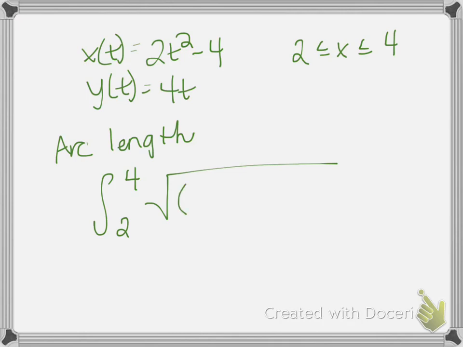And then you would do the square root of each of those derivatives squared. So the derivative of 2t squared minus 4 would be 4t, and then you square it. The derivative of the 4t is 4, and then you square it, and then you would plug that in the calculator. So the formula is actually a pretty easy one. It's just another formula to memorize.